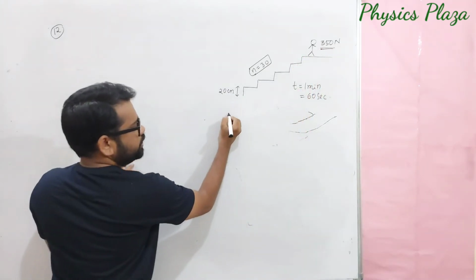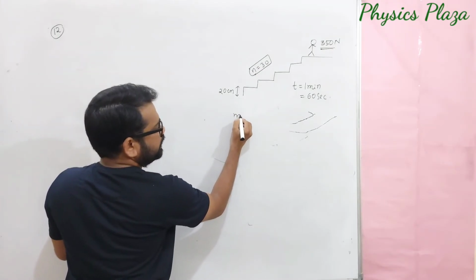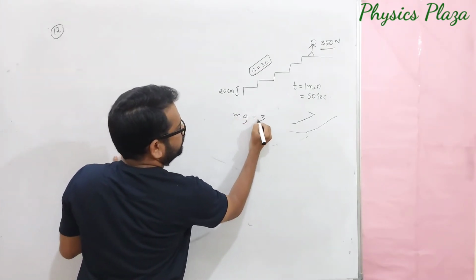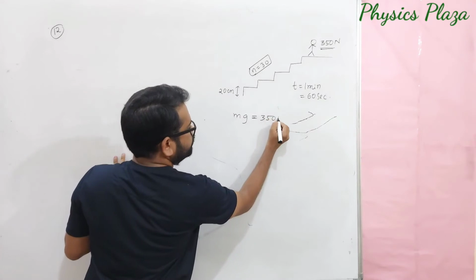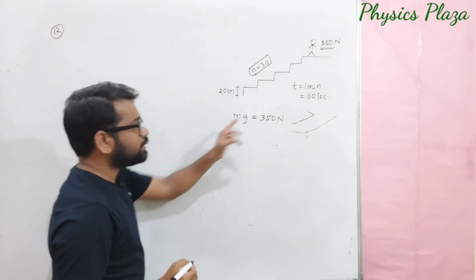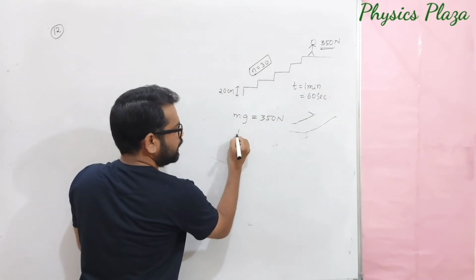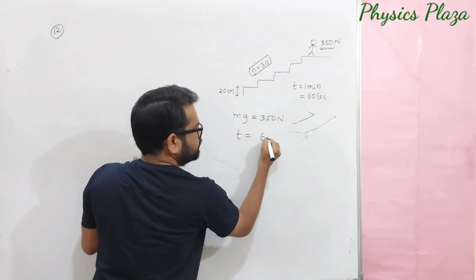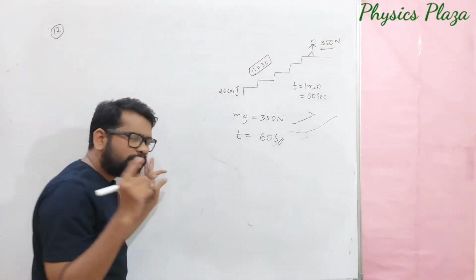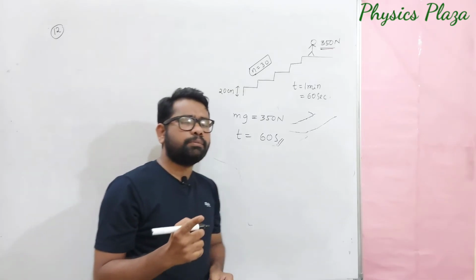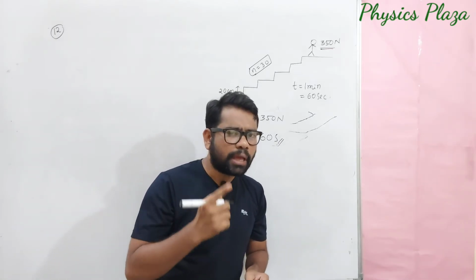It is mg, okay, no problem. That is weight, mg is given. How much is it? 350 newtons, no problem. And time is also given: 1 minute, that is 60 seconds. But dear children, in order to calculate the work done by the boy against gravity, what is the formula?